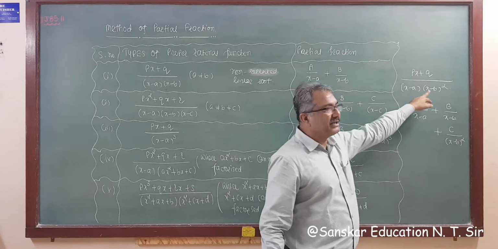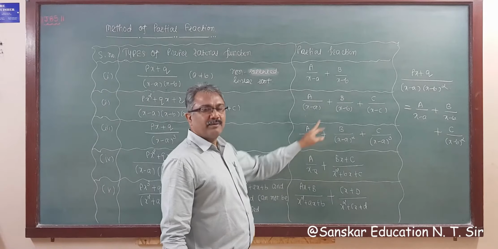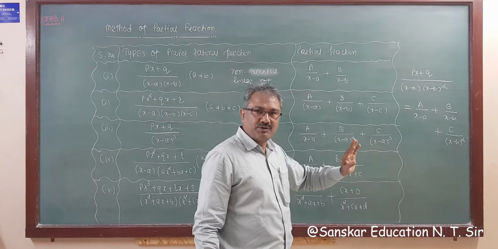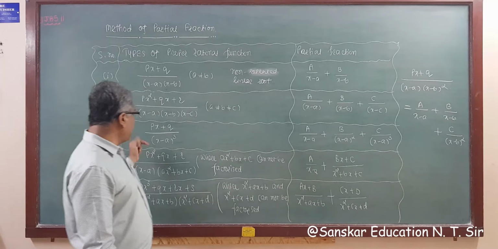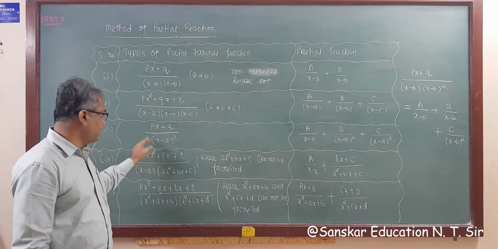If it is 3 times, then same like this: a upon x minus a, b upon x minus a whole square, and c upon x minus a whole cube. So for a repeated linear root, you have to write repeated constants.